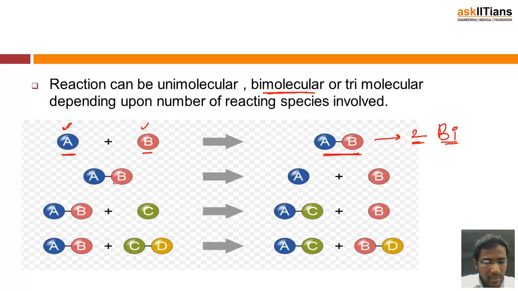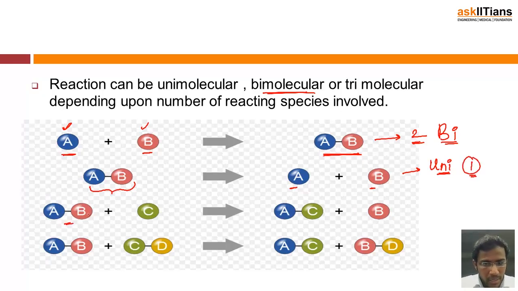In the second reaction, only one molecule is involved, and that one molecule breaks down into 2 atoms, which is a decomposition. In this reaction, only one molecule is involved, and this is an example of a unimolecular reaction. Unimolecular means its molecularity is 1.